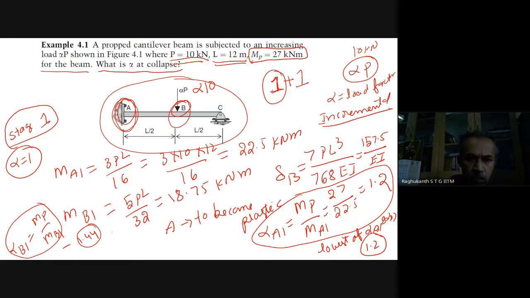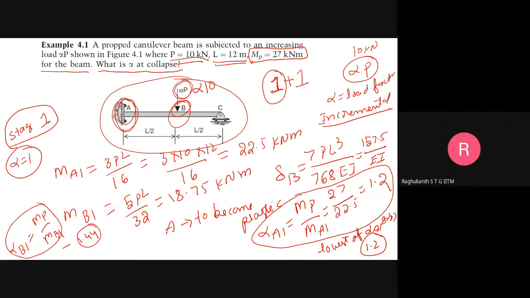So this is very straightforward. What we told was, you take the same propped cantilever. So we write alpha times P. P is your working load, that is, in this problem, 10 kilonewton. Alpha is your multiplying factor, or the collapse or load factor, whatever. So this is what we have to find out.